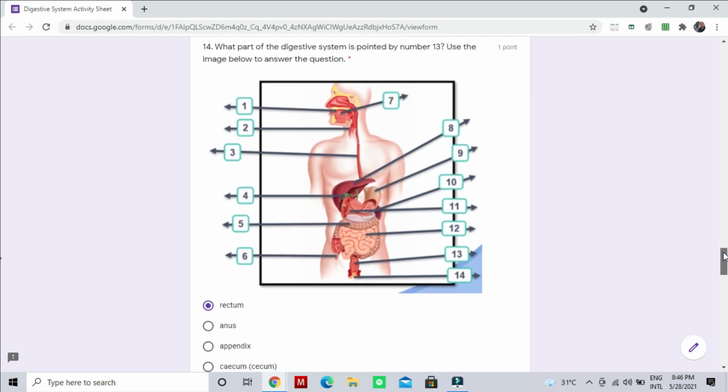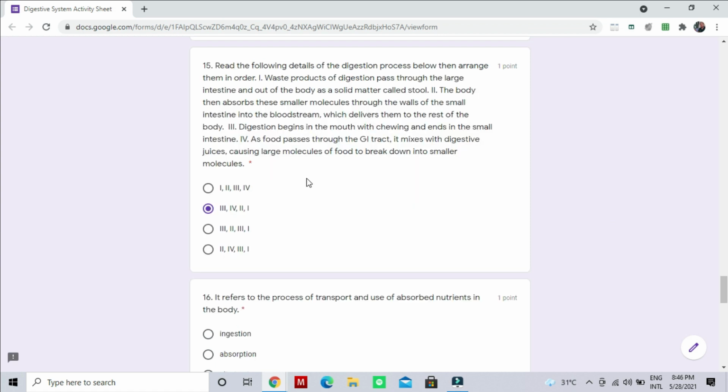Question number 14. What part of the digestive system is pointed by number 13? Use the image below to answer the question. The correct answer is rectum. Question number 15. Read the following details of the digestion process below, then arrange them in order. The correct answer is Roman numeral 3, 4, 2, and 1.